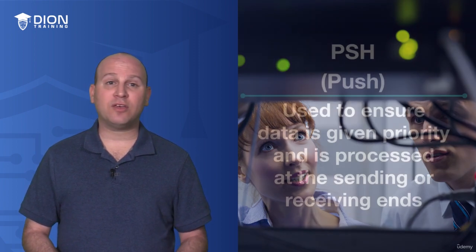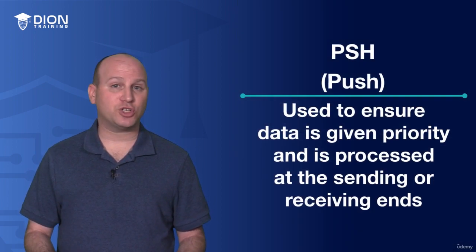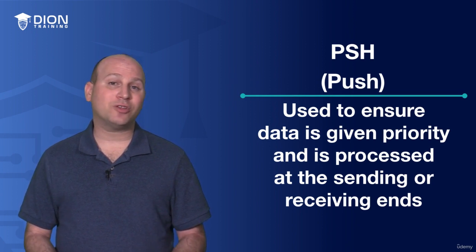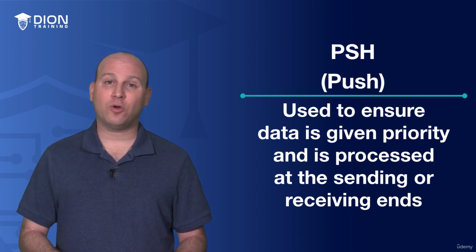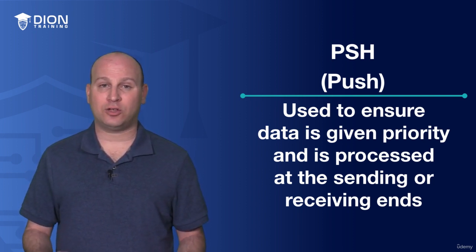The next one we have is a PSH flag or push. Now, a push flag is used to ensure the data is given priority and is processed at the sending or receiving ends. Most often, this flag is added to a packet at the beginning or end of a data transfer.